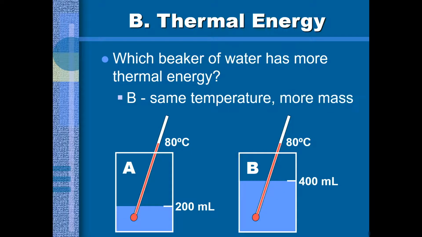More mass. So more water means more mass. So again, thermal energy depends on the mass, the type of substance. In this case, they're both the same water, same temperature, but the mass is different. So we would say that B has more thermal energy just because it has more mass.